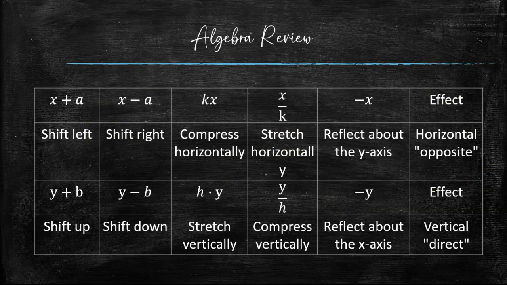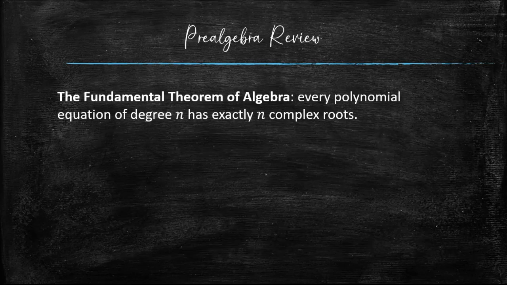Now, we cannot talk about algebra and not mention the fundamental theorem of algebra. The fundamental theorem of algebra pretty much says that every polynomial equation of degree n has exactly n complex roots. Now, as you know, there is also the fundamental theorem of arithmetic, and there is also the fundamental theorem of calculus. Is there any connection between the fundamental theorem of algebra and the fundamental theorem of arithmetic?